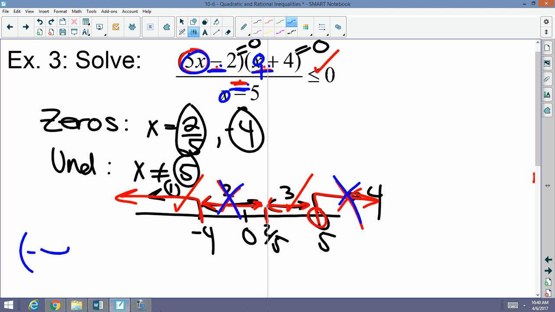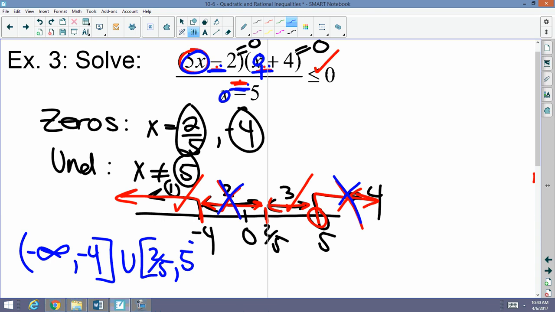I've got from -infinity to -4, and that's a bracket, in union with, bracket, 2/5 to positive 5 with parentheses because 5 cannot work. Now, for those of you that are like, okay, Moore, you're usually right, but I don't really believe you for this third one. I think that could be wrong. Well, let's test it out.